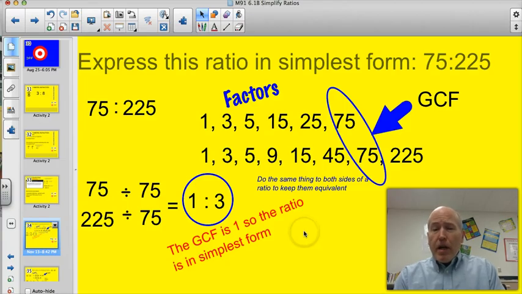Okay? I think there are simpler ways to go about doing that. I don't know if you necessarily need to make factor trees and look for the greatest common factor. I think you can just start reducing them like fractions. For example, take a look at this one here.